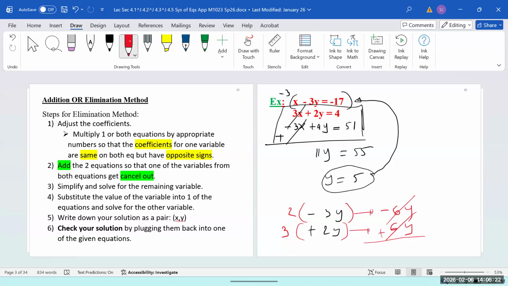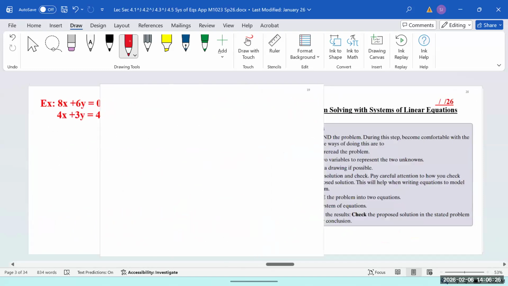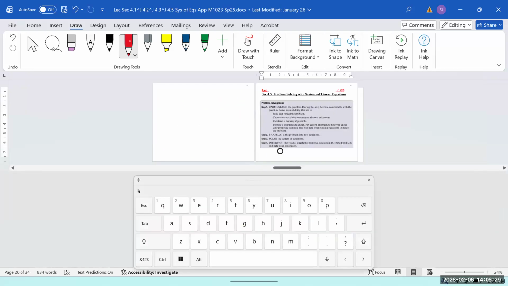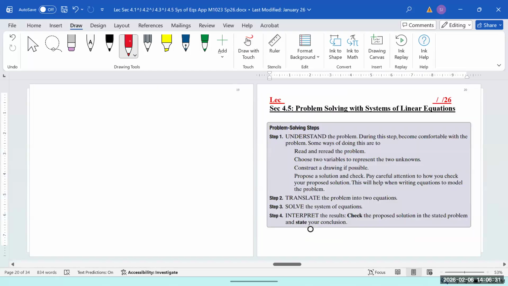So we are going to learn all three methods in our next class. And then we're going to learn about where in real life we apply them. So real life application. It will be fun.